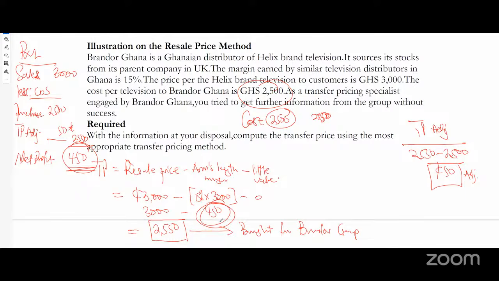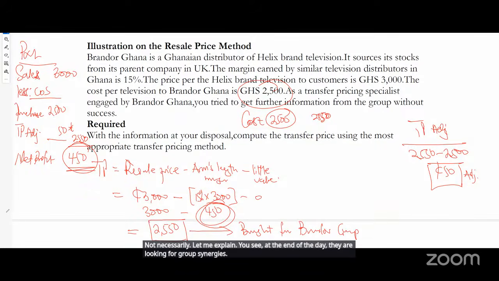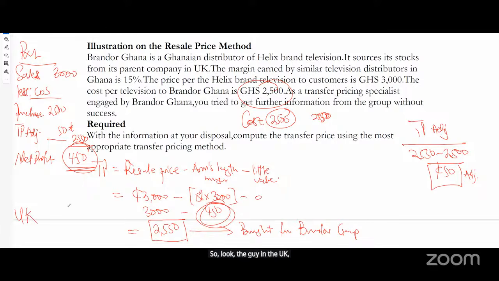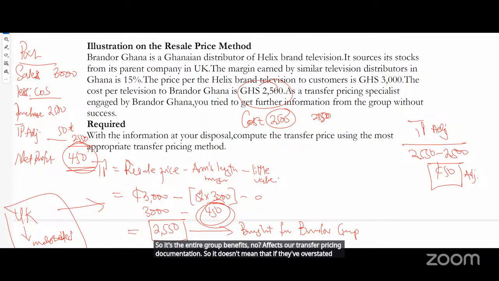Prof, but shouldn't GRA be happy about overstated profits? Not necessarily. Let me explain. At the end of the day, they are looking for group synergies. The guy in the UK, if your profit is overstated here, it is also understated there. So it's the entire group benefit, and it affects our transfer pricing documentation. It doesn't mean that if they've overstated profit here, you tax them more. It is reducing profit, which the entire group can end up with, and in the long run, it will cost Ghana.